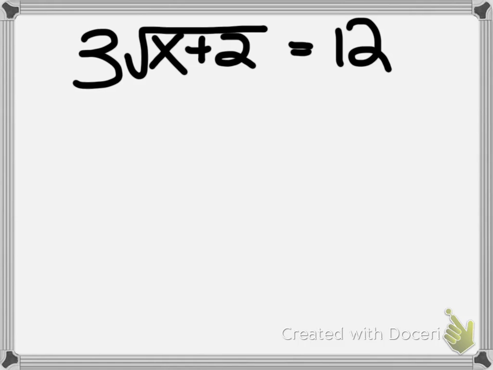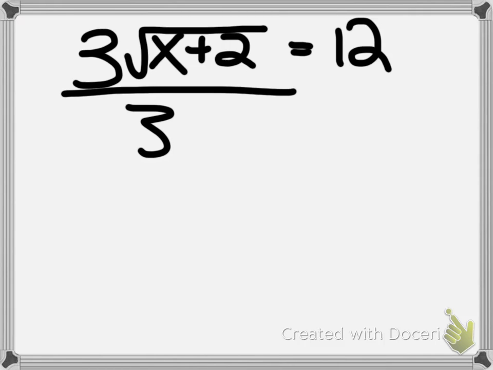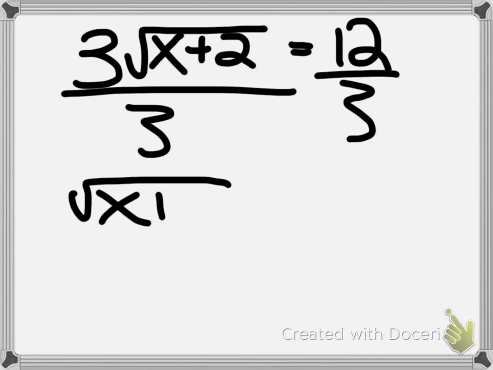Now first, we must isolate the radical. And what that means is getting this part alone. To do that, we must divide everything by 3 on both sides. Then we get the square root of x plus 2 equals 4.